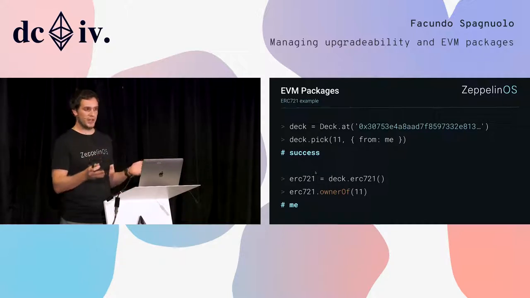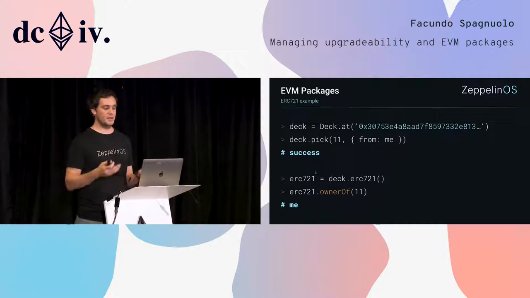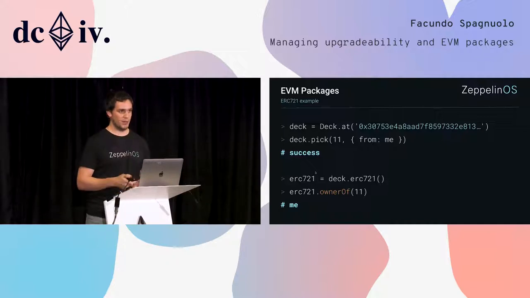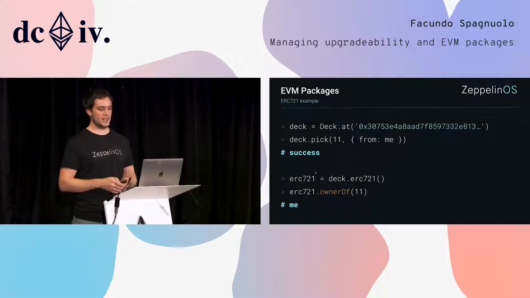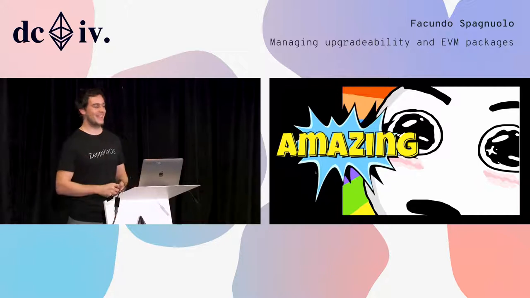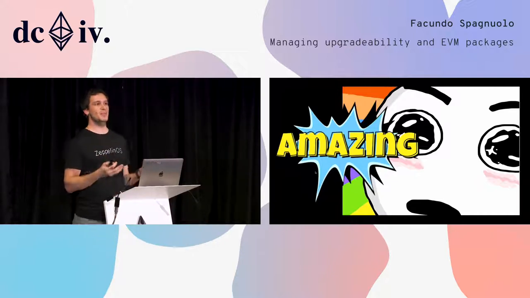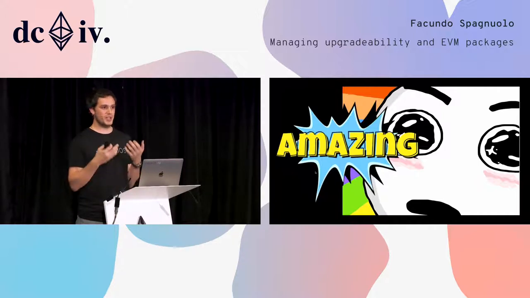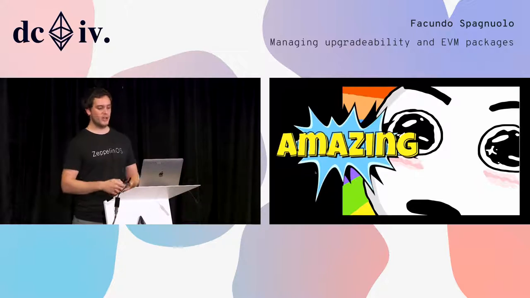So as you can see, we can start using the DEC contract, and we can start picking cards. We will be minting ERC-721 tokens. It will be as simple as that. So this is amazing: we didn't have to deploy an ERC-721 contract in order to reuse it. We're just reusing the one that the OpenZeppelin team has provided for us. And this is really cool.